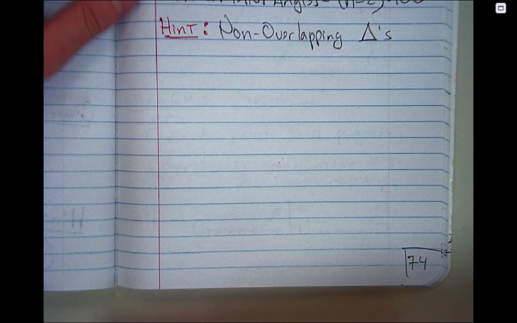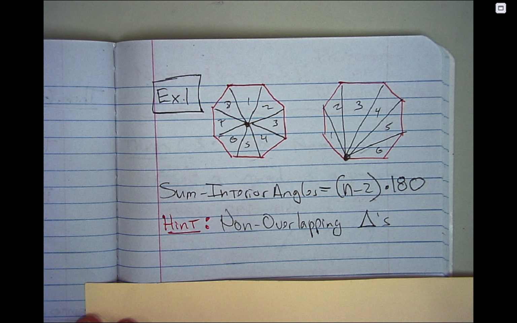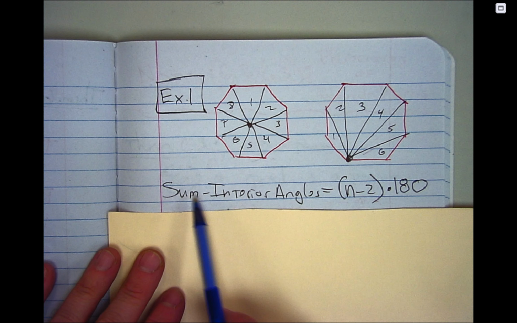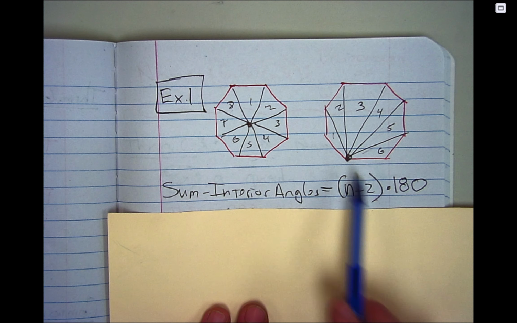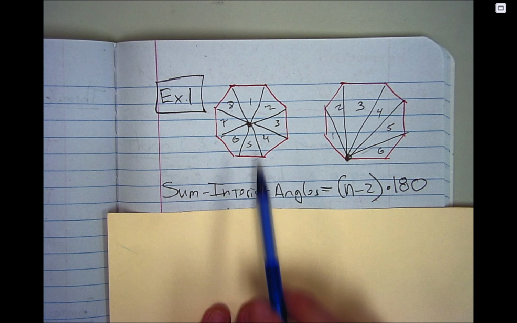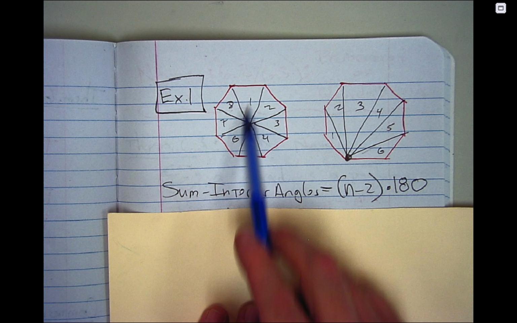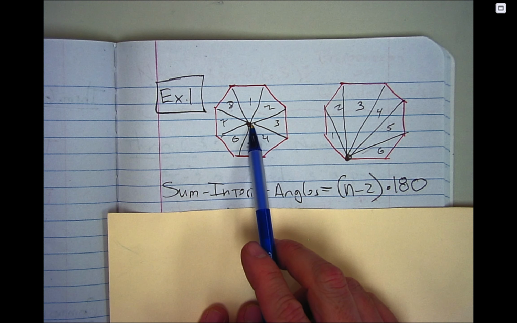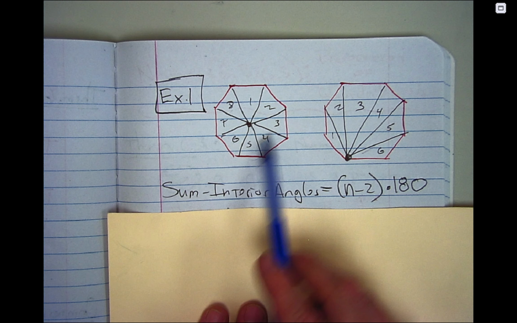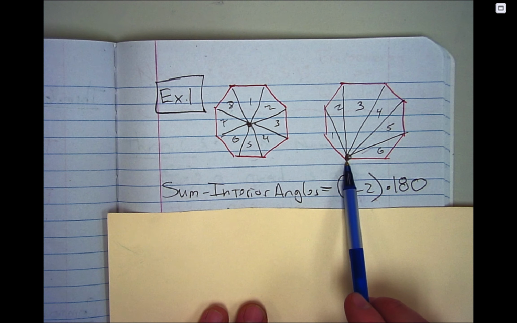The last thing I want to go over is this idea of non-overlapping triangles. So we have the sum of interior angles formula. It's n minus 2 times 180. Now here we have an octagon. We have a regular octagon, and I've broken it up into triangles. Here, from the center, I am drawing all of my triangles, and notice that I'm drawing a segment from the center to each vertex. I have a total of 8 triangles. Here, all of my triangles, all 6 of them, stem from one and only one vertex.